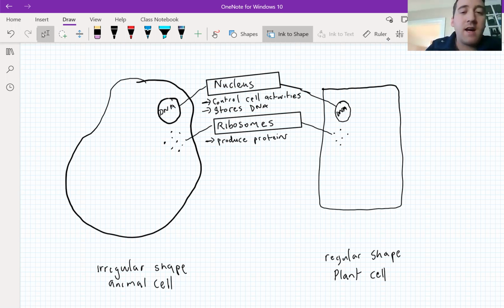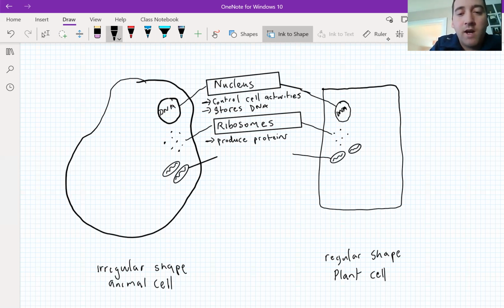Right, I'm going to add another structure now. I am drawing these oval shaped structures, and they've got a squiggly line inside them like that. So we've got these ovals with squiggly lines, and they are present in both plant and animal cells. And these structures have the name, not ribosomes, we've done them already. These are called mitochondria.